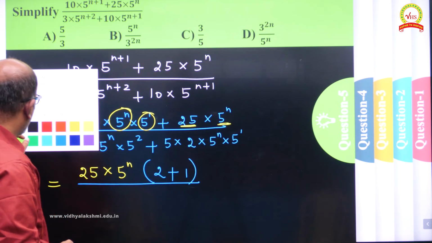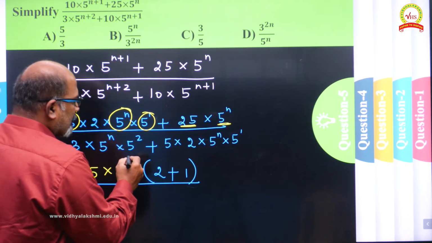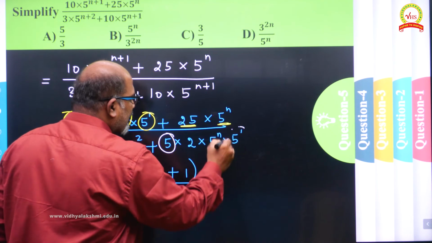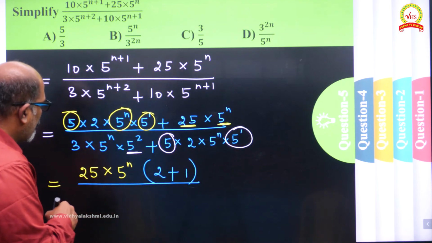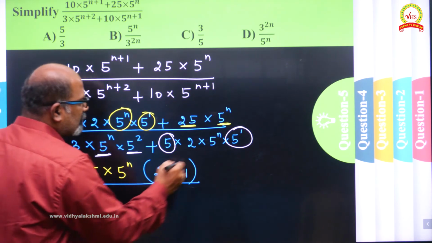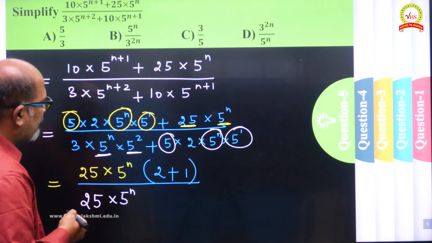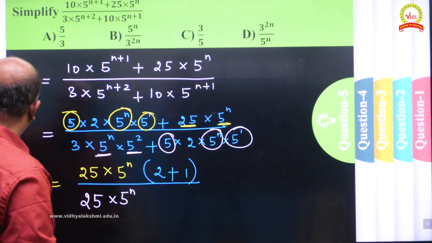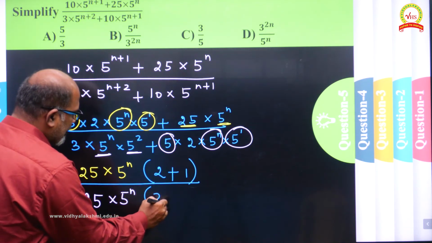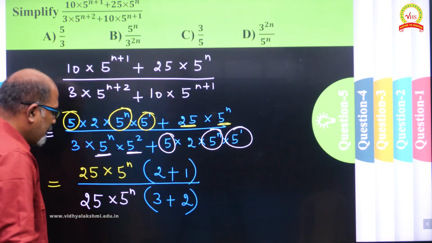now in the same way we have to see the common factor available in the denominator. 5 square we have here, 5 square is 25, and here also 2 5s we have, so 5 5s are 25. That 25 we can take out, here also 25 we can take out, and 5 power n we can take out. So multiplied by 5 power n, and no common factors between these two. So I want to write the remaining terms within the bracket. So 3 we have here, and after taking out we have just 2 here. 3 plus 2.